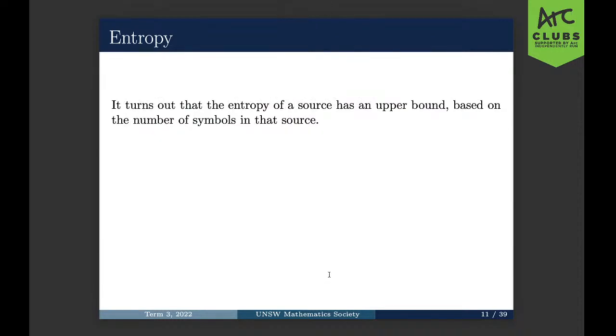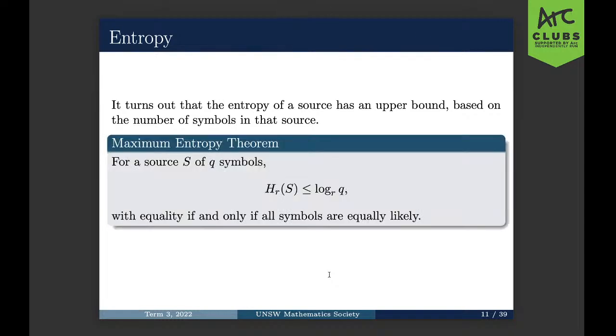So it turns out that the entropy of a source, like the average information in a source, has an upper bound based only on the number of symbols in that source. So if we have a source with q symbols, the maximum entropy theorem says that the radix r Shannon entropy of S is going to be less than or equal to the log base r of the number of symbols. And the equality holds if and only if the symbols are all equally likely.